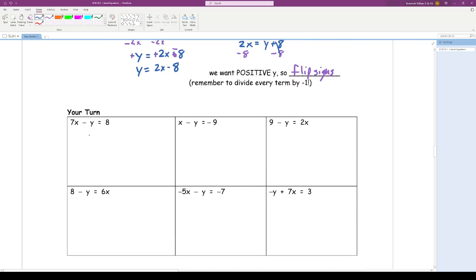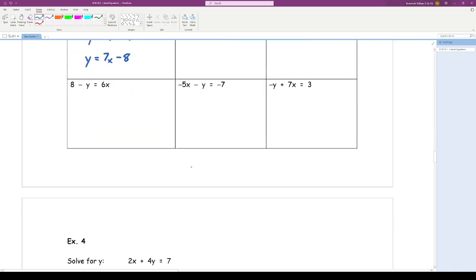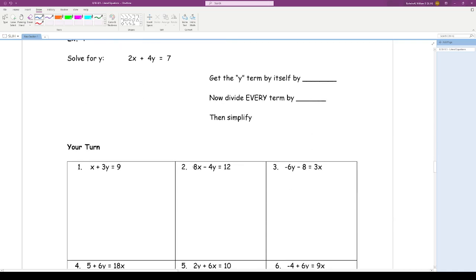I'm going to use the move the x's and flip the signs. So I'm going to do minus 7x on both sides. That gives me negative y equals negative 7x plus 8. And then in order to get the positive y, I'm going to rewrite this but flip the sign of every term. So this becomes positive, positive, negative. And that's our final answer. So practice the rest of those. And I think we have another example here.